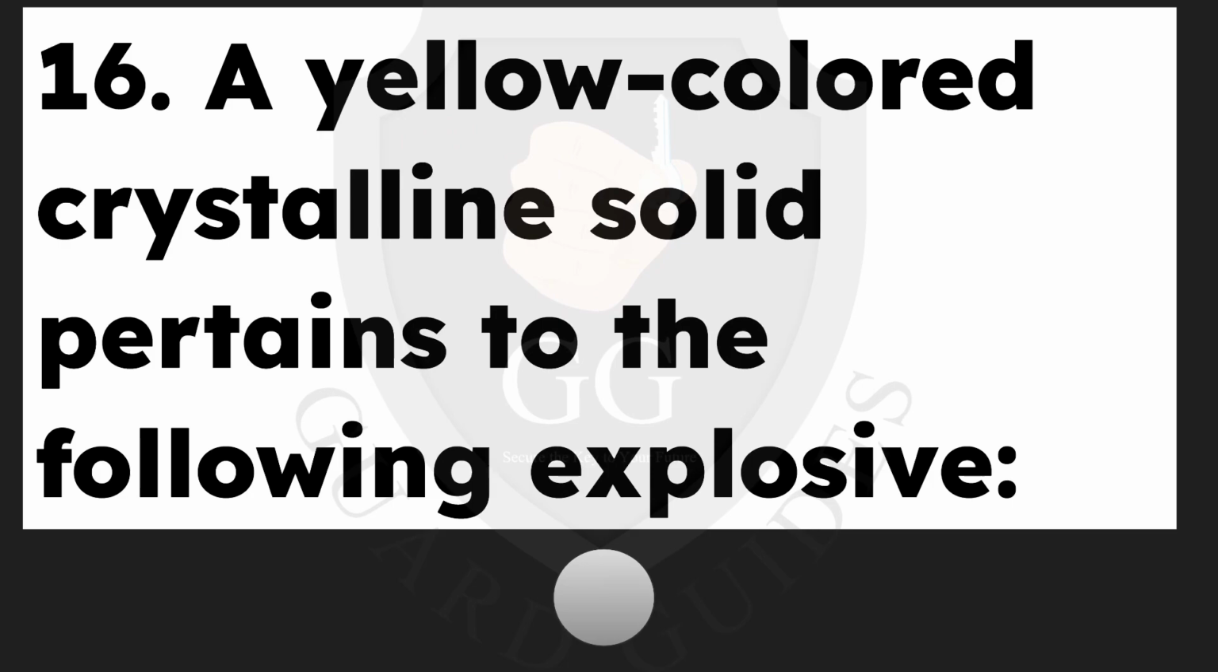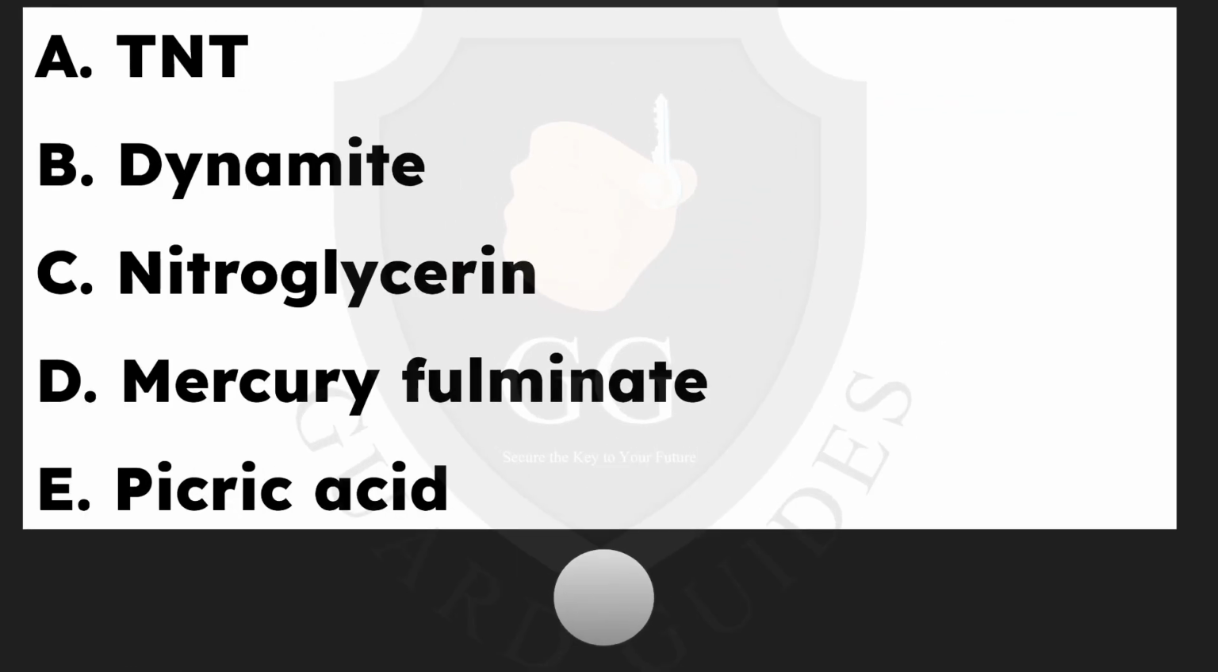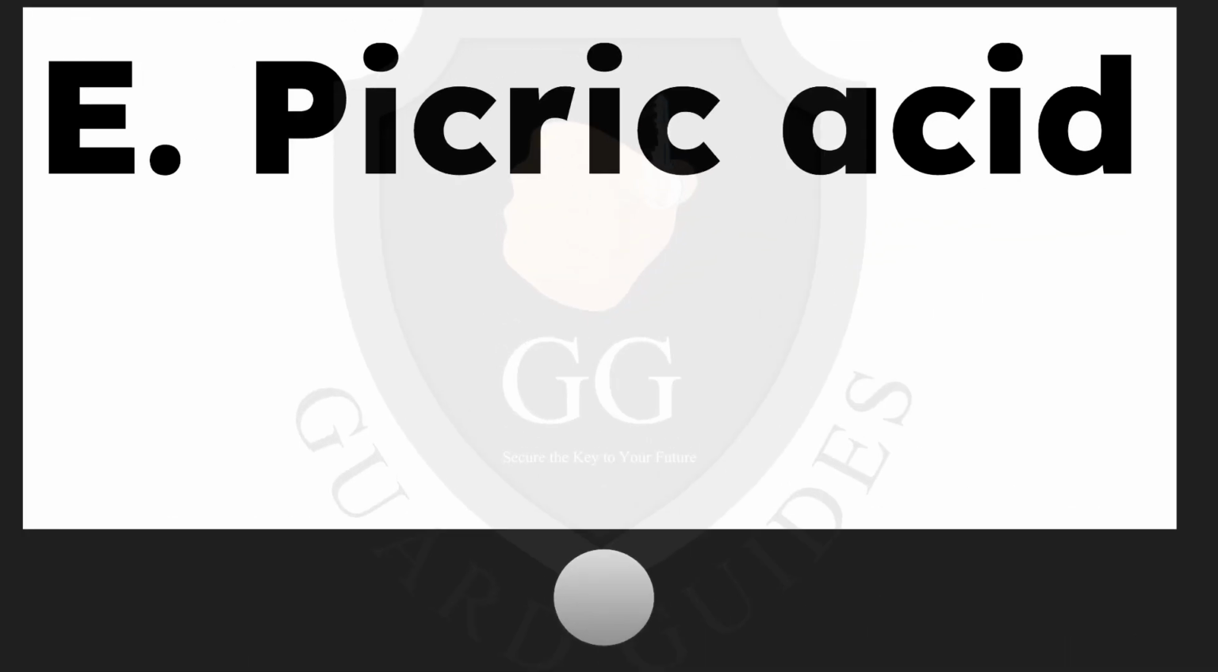16. A yellow-colored crystalline solid pertains to the following explosive. A, TNT. B, dynamite. C, nitroglycerin. D, mercury fulminate. Or E, picric acid. The answer is E, picric acid.